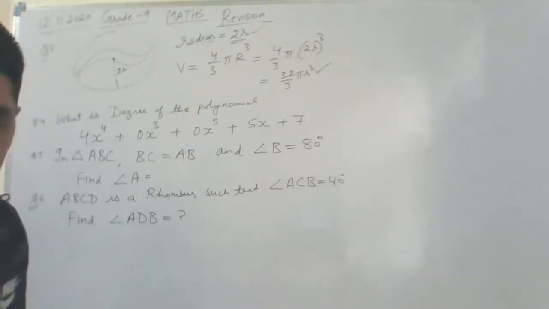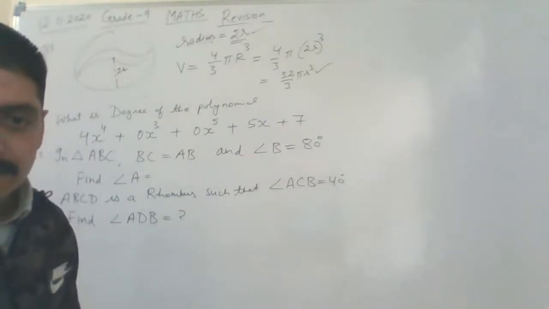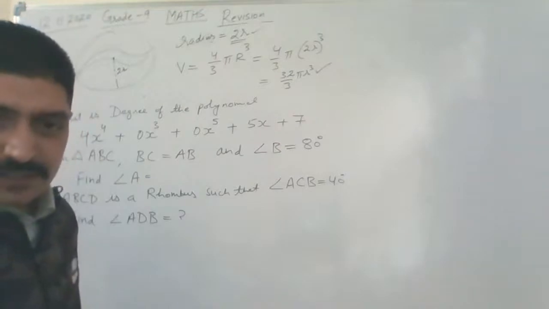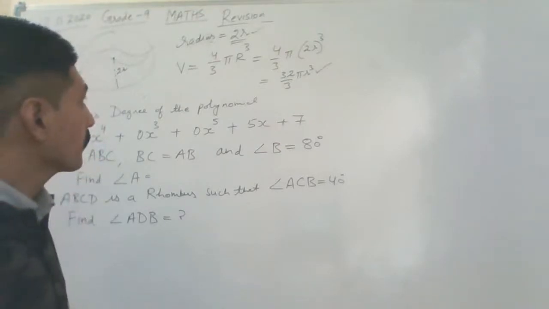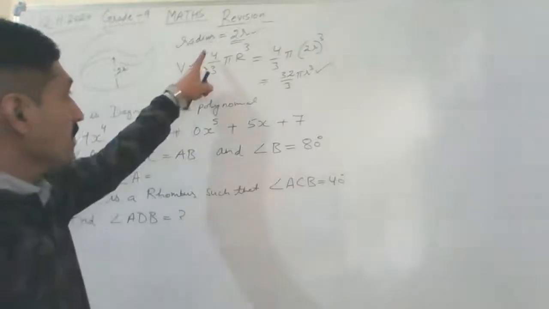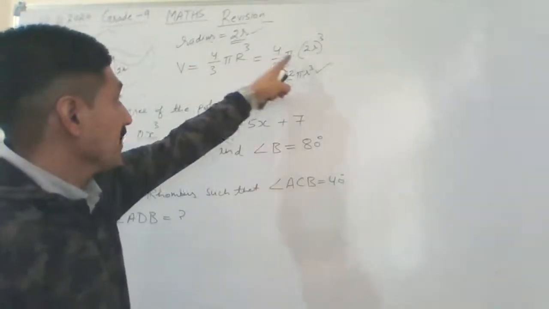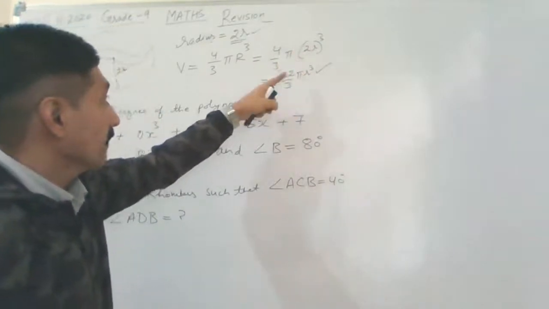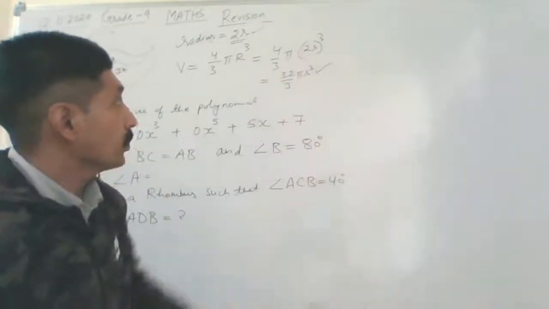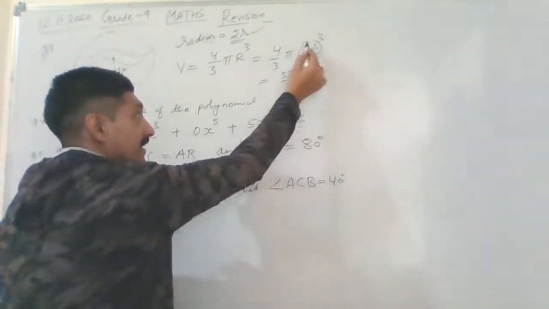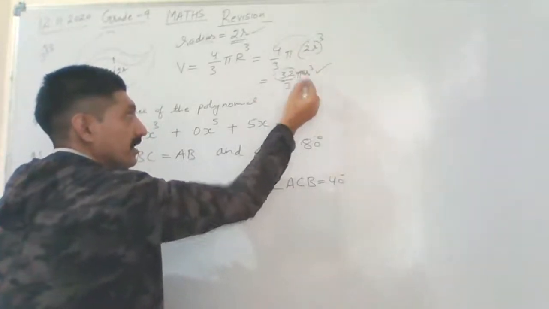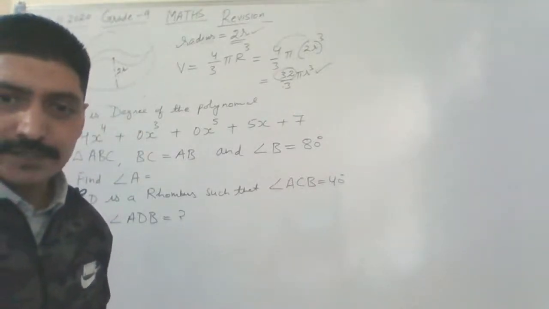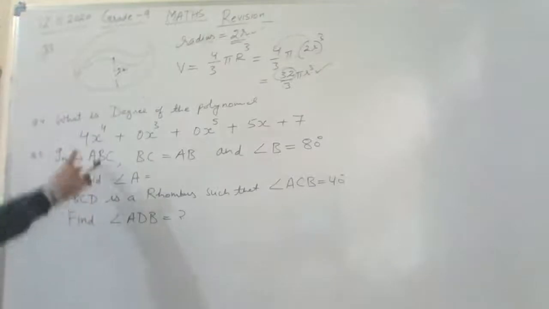So volume is 33.5 r cube. Volume of sphere is 4 by 3 pi r cube. R is 2r here, so 2r cube is 2 into 2 into 2, that is 8 into 4 is 32 upon 3 pi r cube. Right? So next, degree of polynomial.